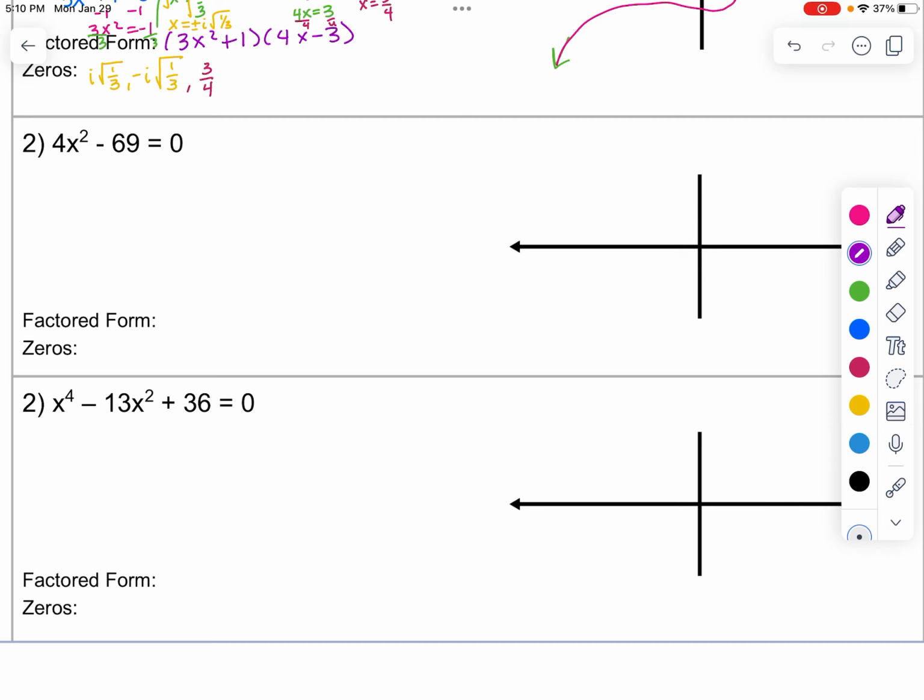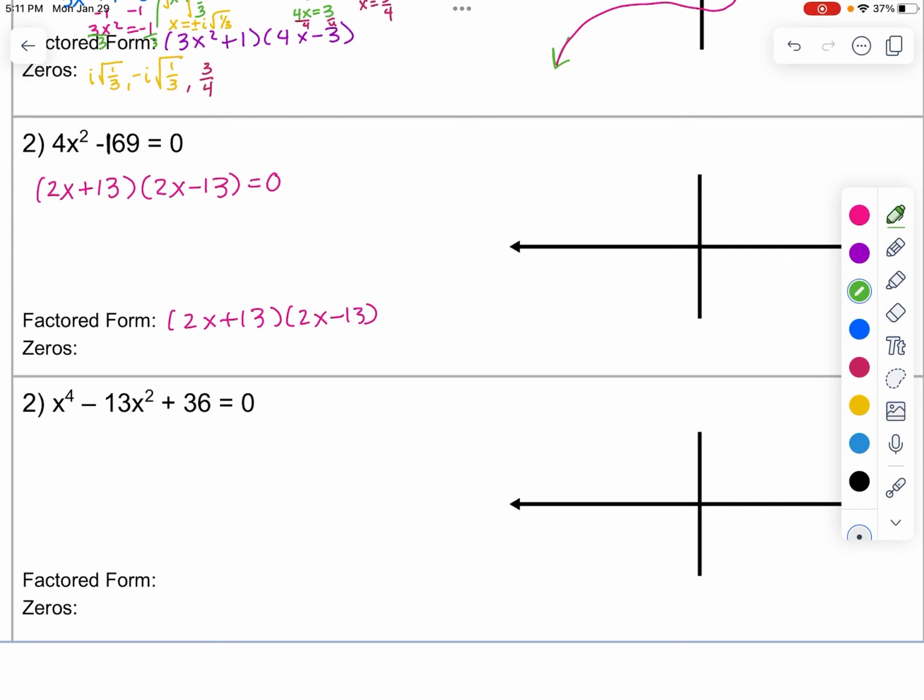For this problem, we are going to use a difference of 2 squares, but I think that there might be a little typo here, so let's fix that real quick. I don't know where the 1 went. This should be 169, not just 69. All right, so we're going to factor this out using the difference of 2 squares. It will factor to 2x plus 13 times 2x minus 13 equals 0. So factored form is 2x plus 13 times 2x minus 13.